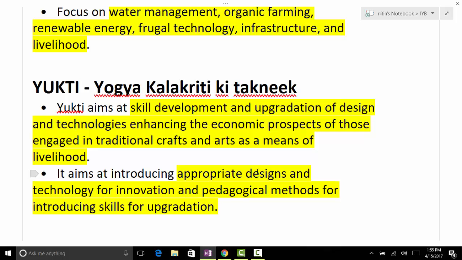Traditional arts and crafts. So skill development and upgradation of design and technologies, enhancing the economic prospects of those engaged in traditional arts and crafts. So there are different artisan craftsmen in our villages. So helping them to enhance their skills and upgrade what kind of design technology they are using, so that their livelihood can be ensured, their economic prospects can be strengthened.